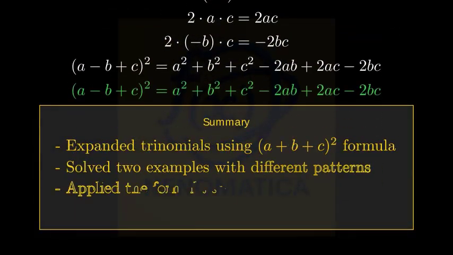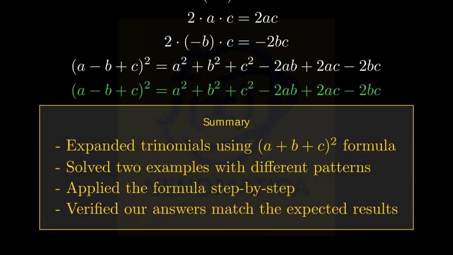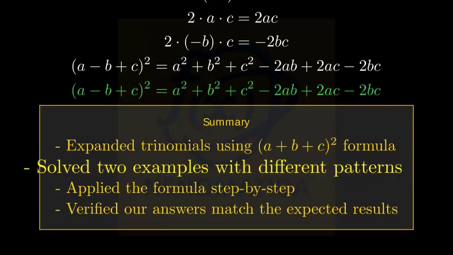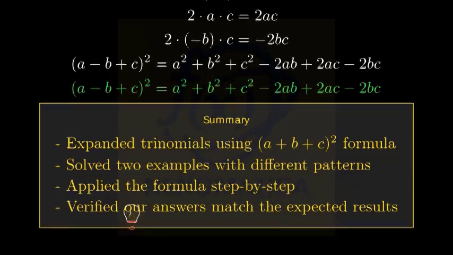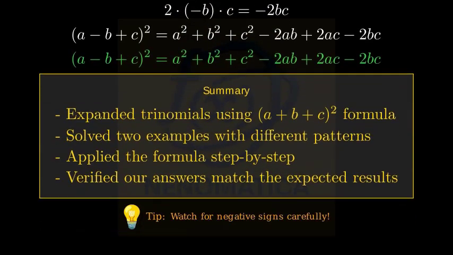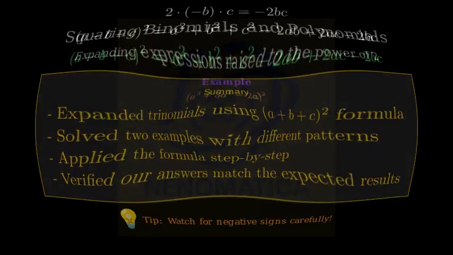The trinomial square formula allows us to expand expressions of the form (a plus b plus c) squared. Remember these key points. First, identify the 3 terms in your expression. Second, square each term individually. Third, find all possible cross products and multiply each by 2. Finally, combine all terms to get your final answer. Here's a helpful tip. Pay careful attention to negative signs when identifying your terms and computing the cross products.